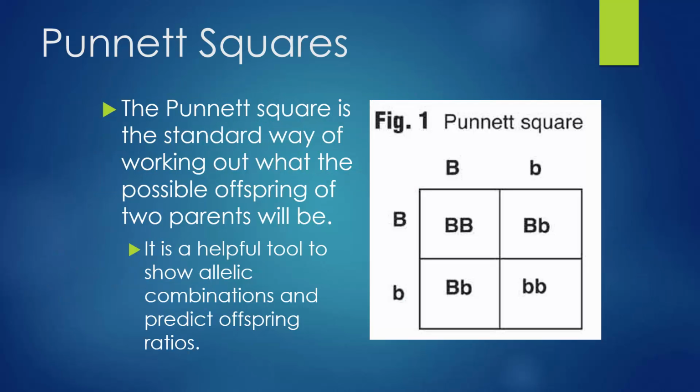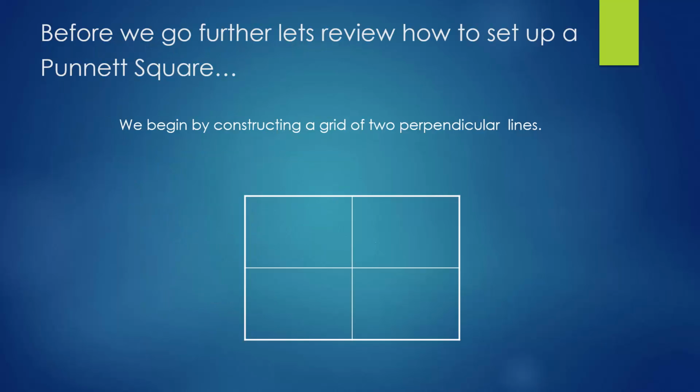And this finally leads us into today's topic of Punnett squares. A Punnett square is the standard way of working out what the possible offspring of 2 parents will be. It is a helpful tool to show allelic combinations and predict offspring ratios. So what you need to know for your test is that a Punnett square is the standard way of working out the possible offspring of 2 parents. Okay? So in this example, we have big P little p crossed with big P little p. And we'll show it in more detail in just a minute.